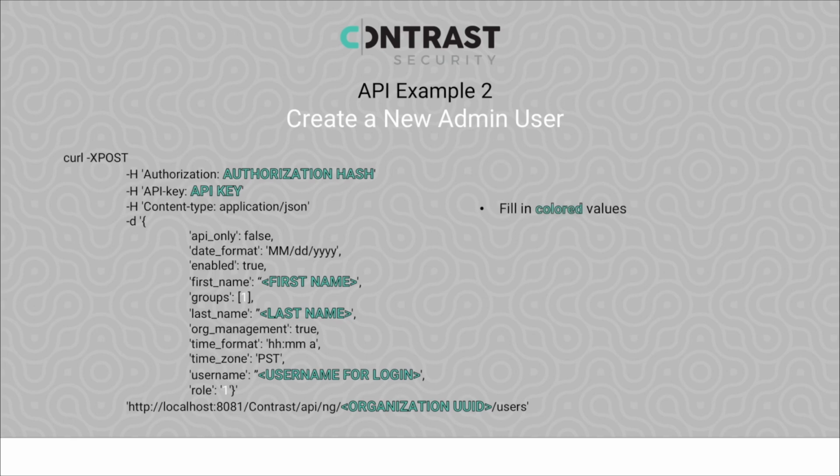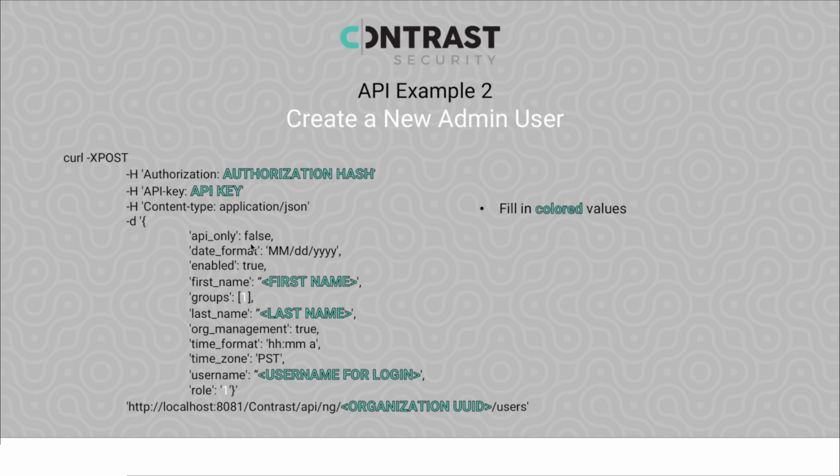We'll have to fill in the colored values in this command with values that are specific to your own team server. The first one that you'll have to do is authorization and API key, which is what we had to do last time as well. The next one that's different from the previous example is that we have a JSON block of the user details that we want to write in the team server. This is taken directly from the API page, which I'll show in a second.